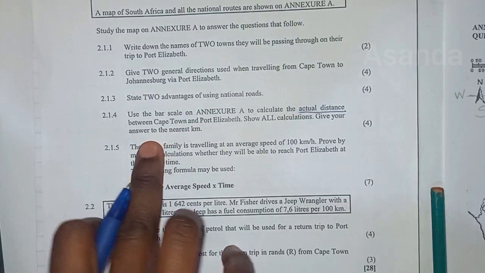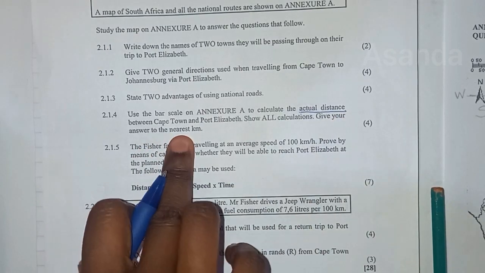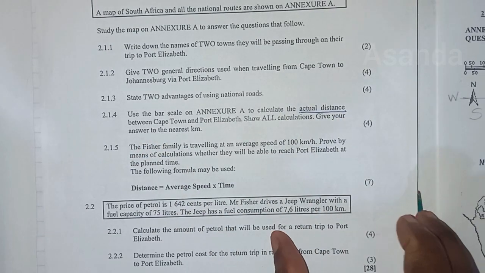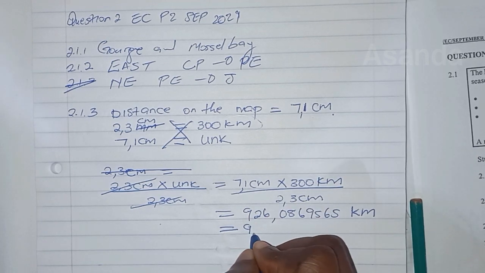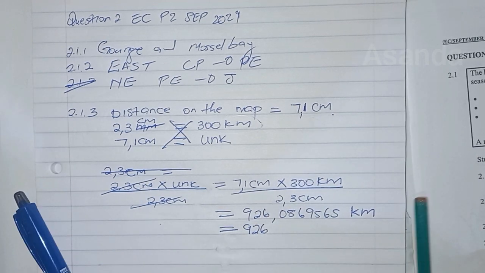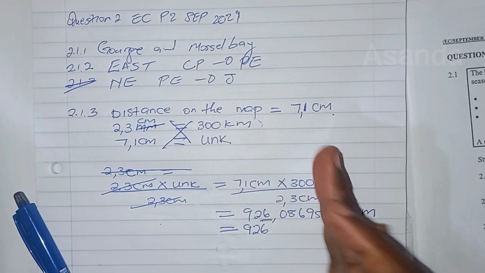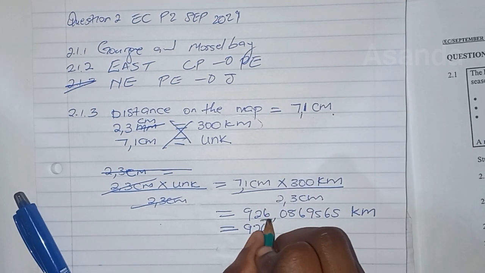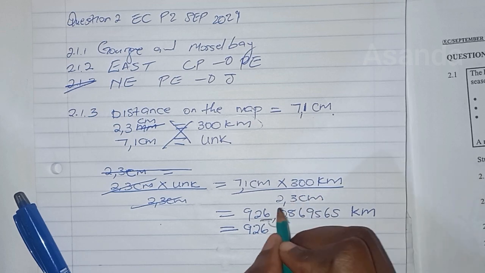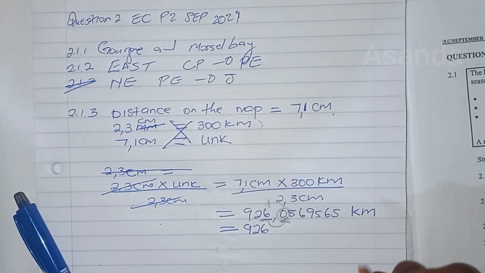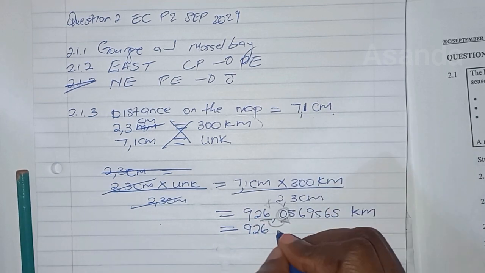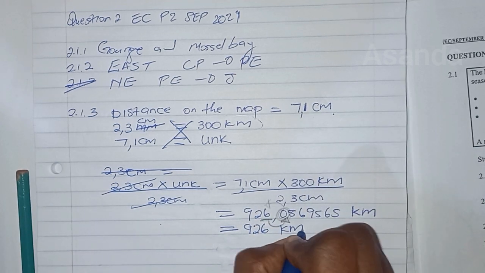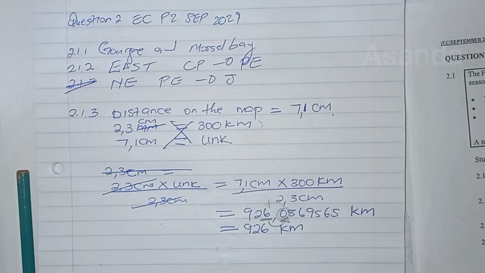Calculate the actual distance. We did that. Give your answer to the nearest kilometer. So they don't want anything to do with the comma. So we're going to say 926. How do I do that? I looked at 6 here, which is going to be the last number. And I looked at the neighbor and I said, what does the neighbor say? It says 6 must stay the same. It's less than 5. Therefore, it's 926 kilometers. Next.